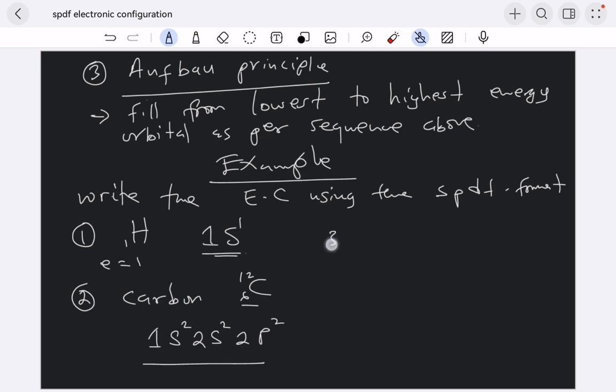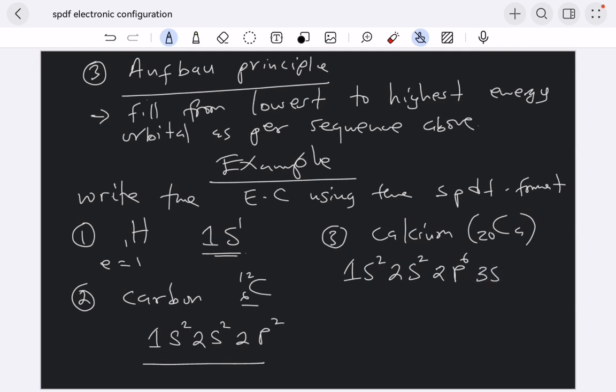Let's look at calcium. Calcium is Ca 20. So 1s2, you remain with 18, 2s2 remain with 16, 2p6, so we have used 10, we're remaining with 10. So it'll be 3s2, 3p6, and 4s2. So that is the electronic configuration.